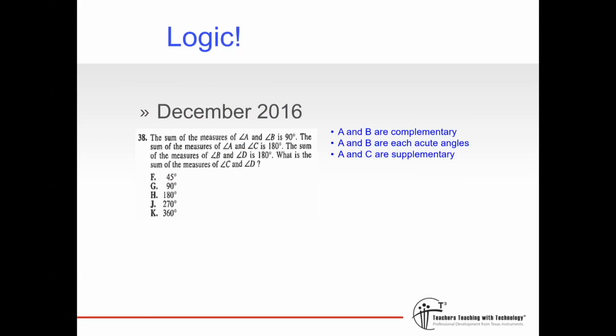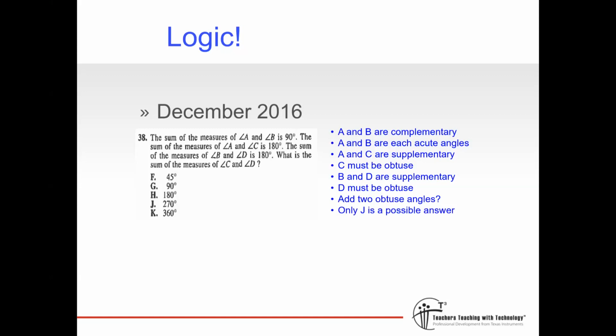And since A is already acute, C has to be obtuse. With you. B and D are supplementary. B is acute. D has to be obtuse. And so if I add two obtuse angles, the only answer that's possible is J. It's the only one that's possible.